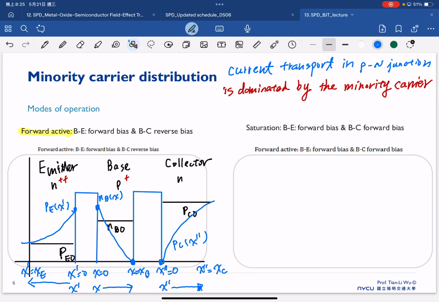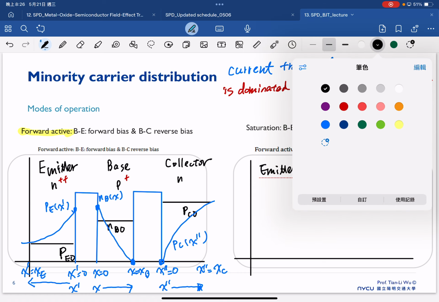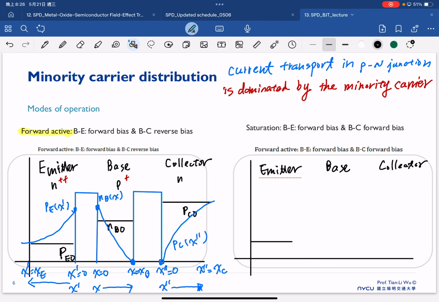And the same, we can start to try to draw in the case of the saturation, where the BE and BC are both forward bias. So we still have the emitter, we still have the base, we still have the collector, and then we have the same PE0 here, we have the NB0 here, we have the PC0 here.